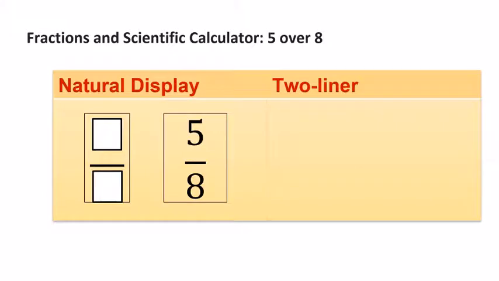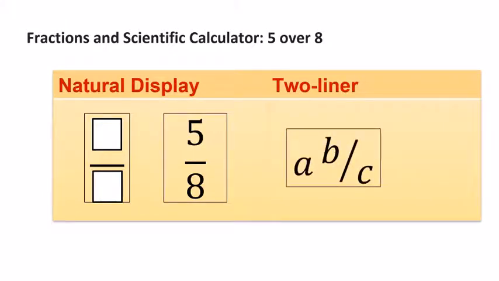But for a two-liner, you have to look for this button. We call it the ABC function or fraction function. So enter 5, press ABC, and then 8. In your calculator, this will be the screen.